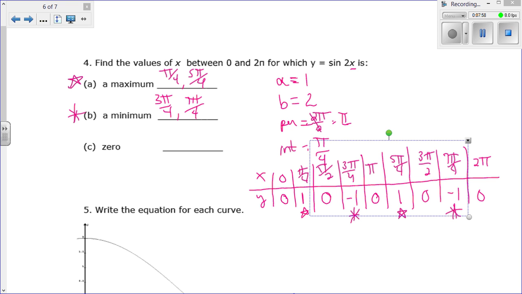And then my zeros occur every place else. So I have a 0 at 0, pi over 2, pi, 3 pi over 2, and 2 pi.